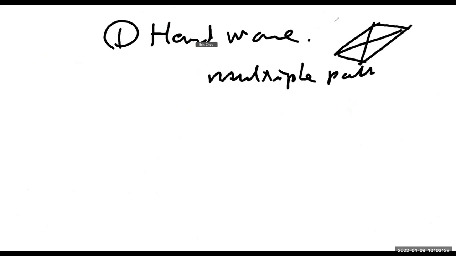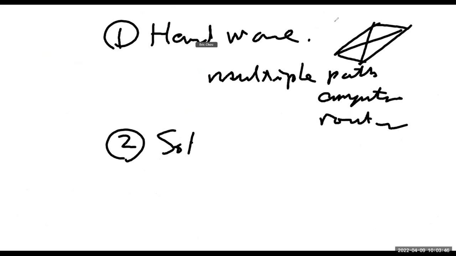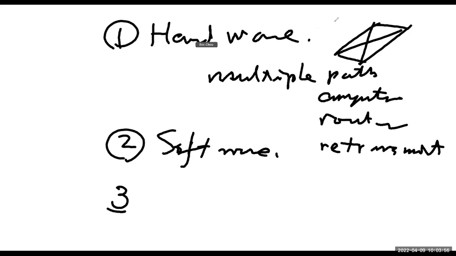Multiple paths, multiple computers, multiple routers, we call it hardware redundancy. The second one is called software redundancy. Software redundancy is to retransmit. You retransmit your data. The third one is called information redundancy.